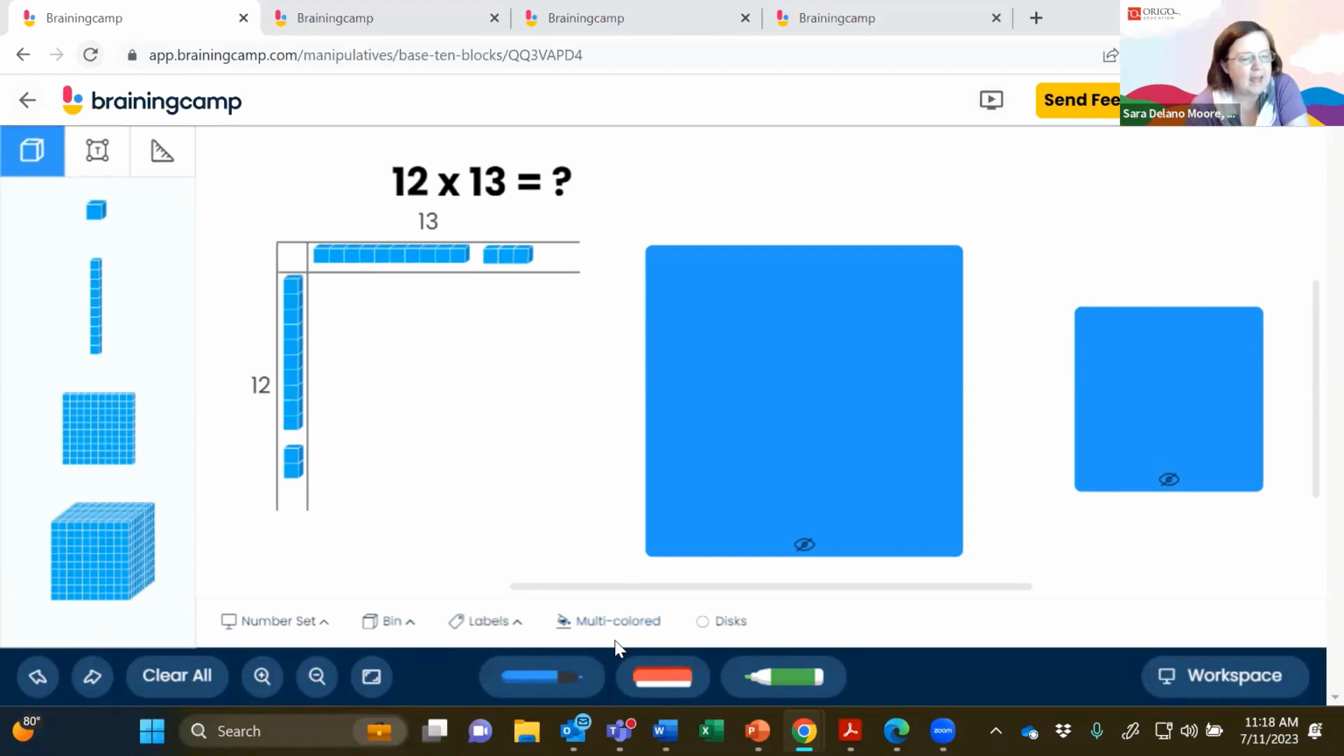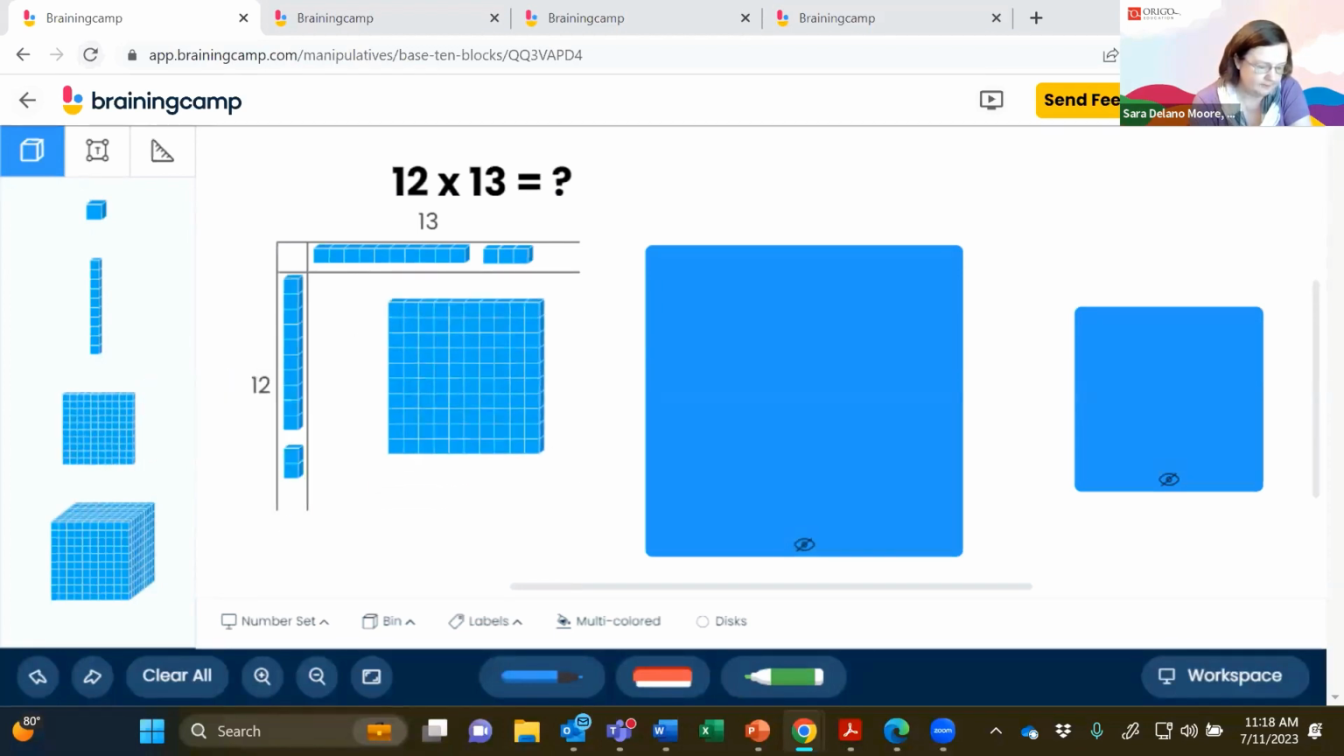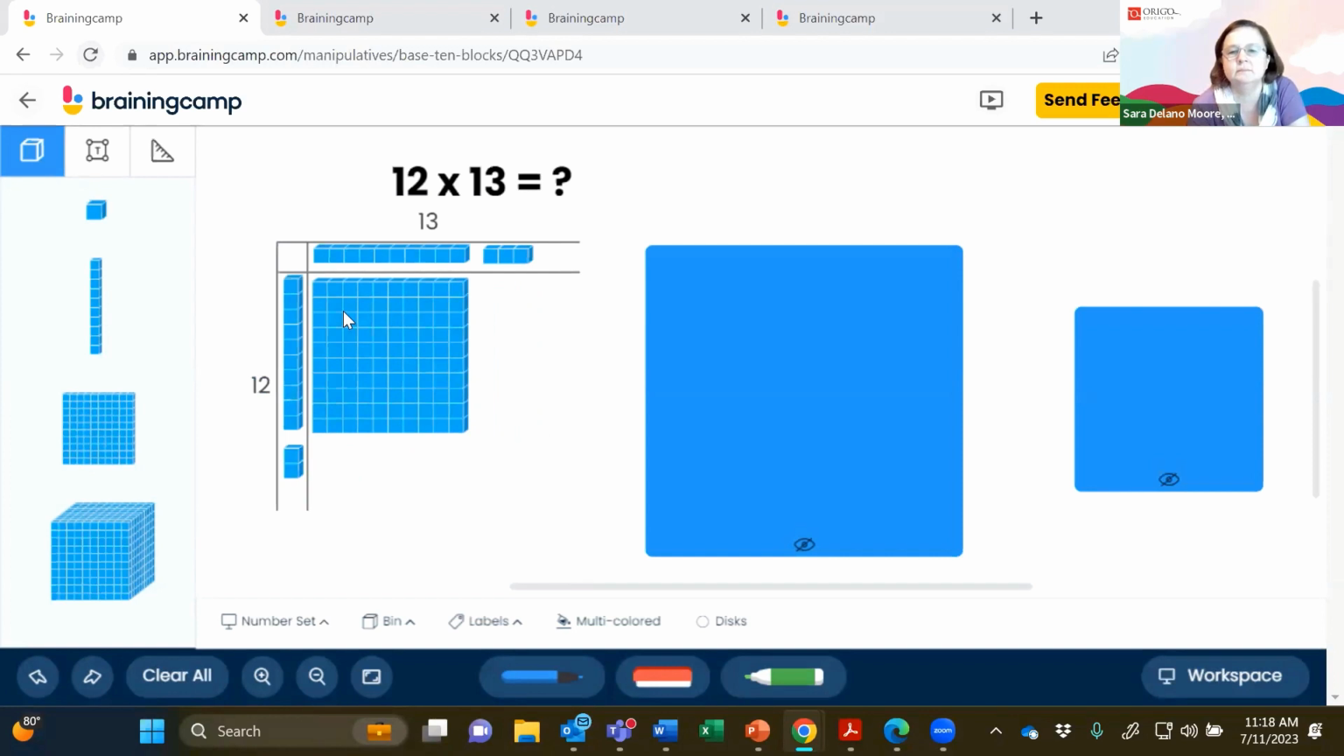And I'm first using an area model. This is a proportional model in the sense that this rod that represents the 10 part of 12 is 10 times as big as the unit. And so the first thing I'm going to think about is, how do I fill in this area? Well, 10 times 10, that's 100. That's easy. 10 times 3 is 10, 20, 30. And then 2, I'm going to think about this as 2 times 13.